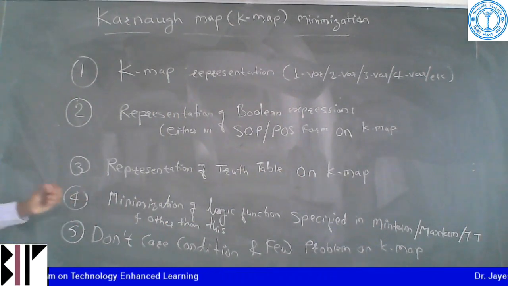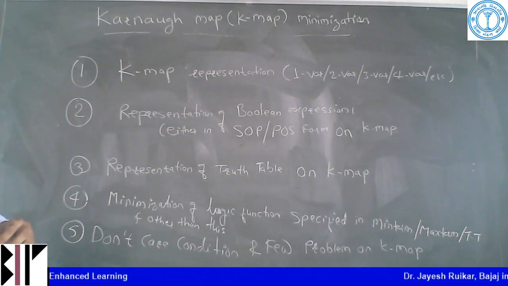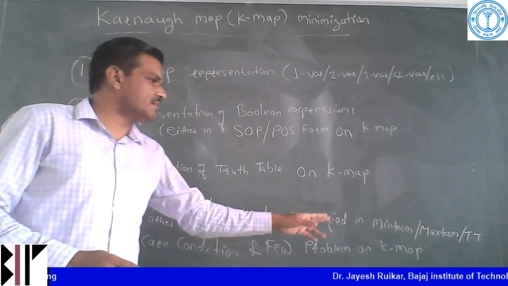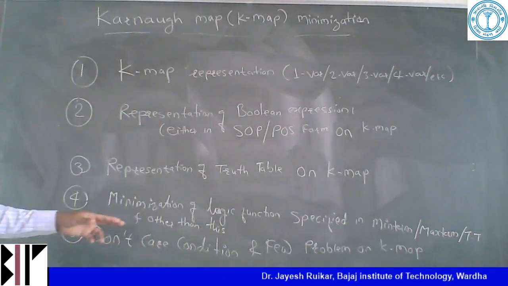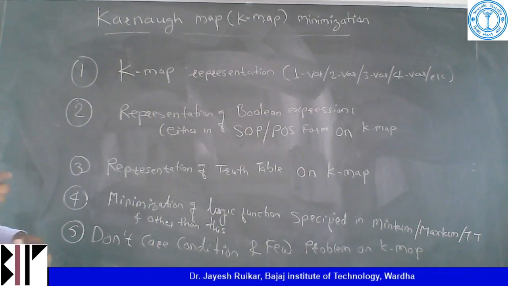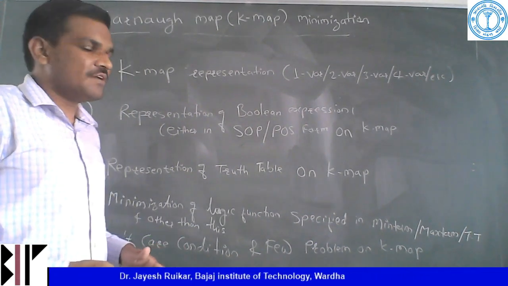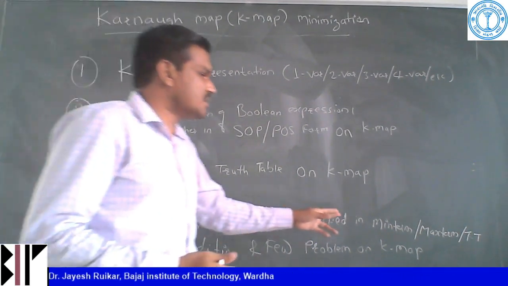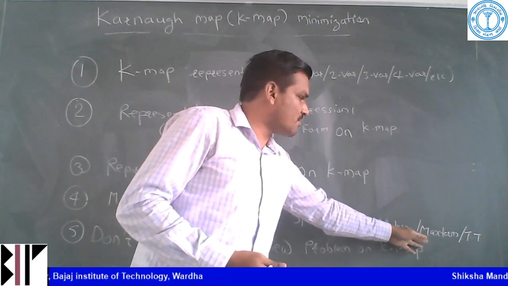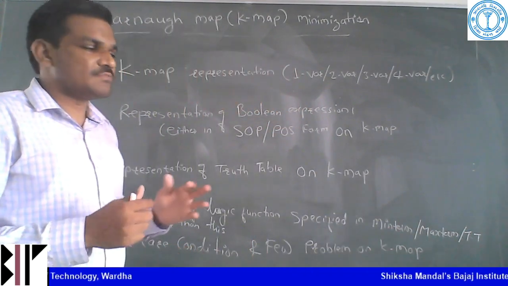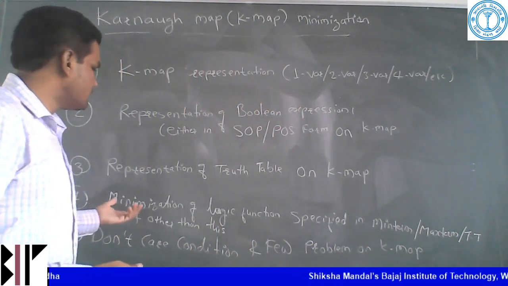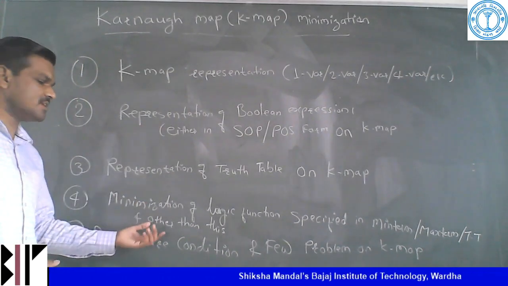Later I will explain the minimization of logical functions specified in min term, max term or truth table and other forms. So how to minimize these logical expressions with the help of K-map if the functions are in terms of min terms or in the form of max terms, or some truth table has been given and we have to minimize. So those minimization techniques using K-maps I will explain.